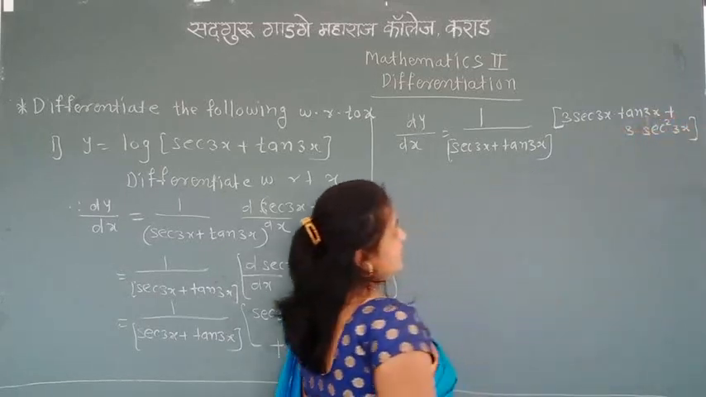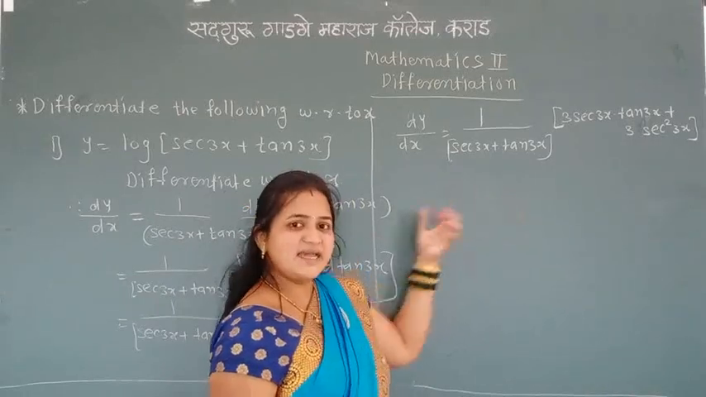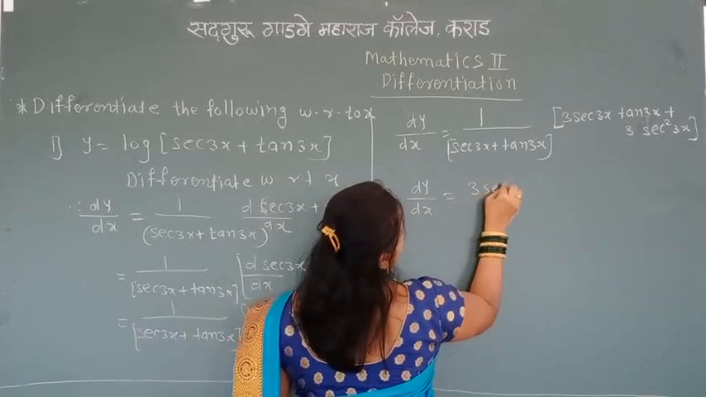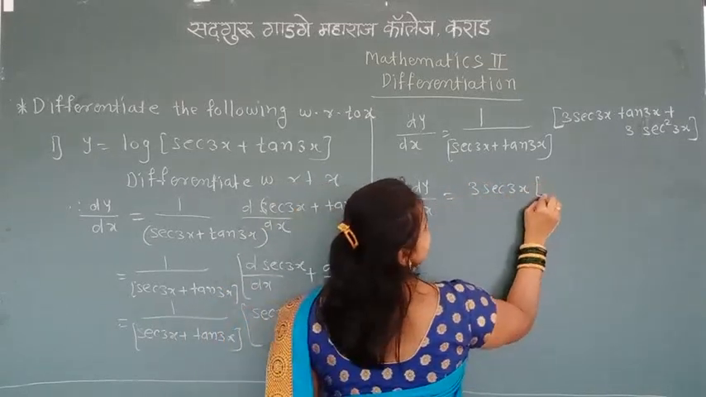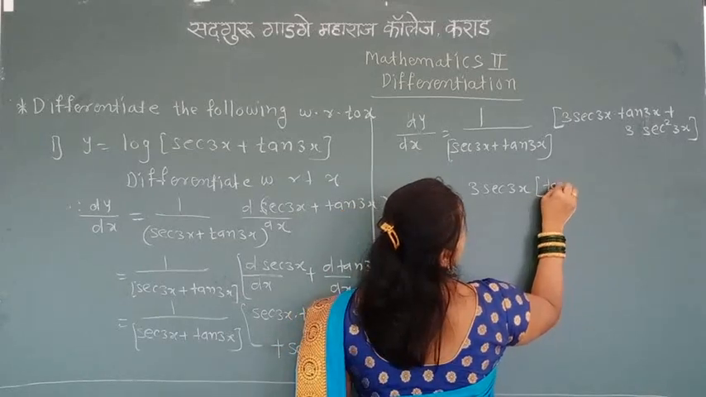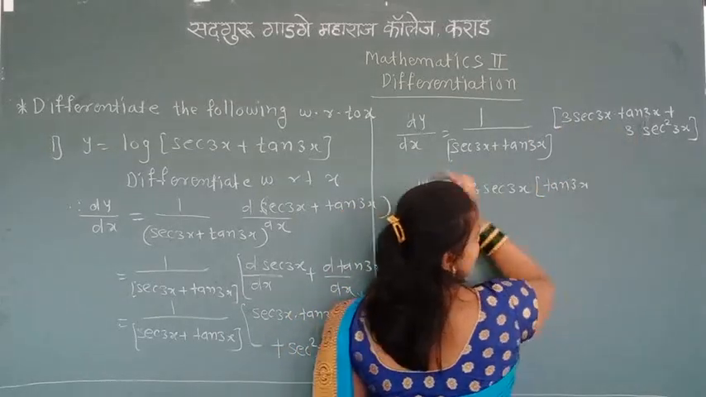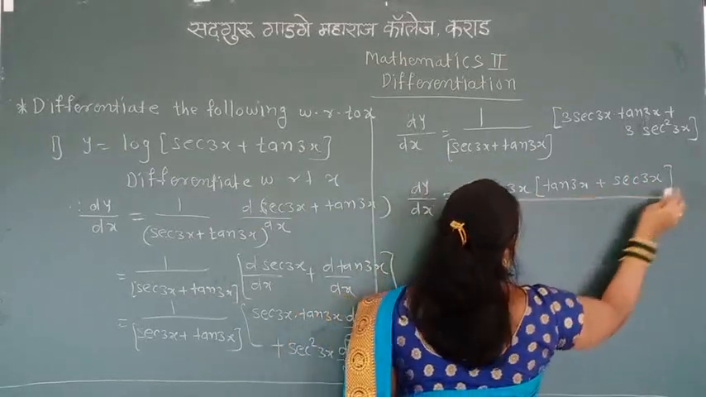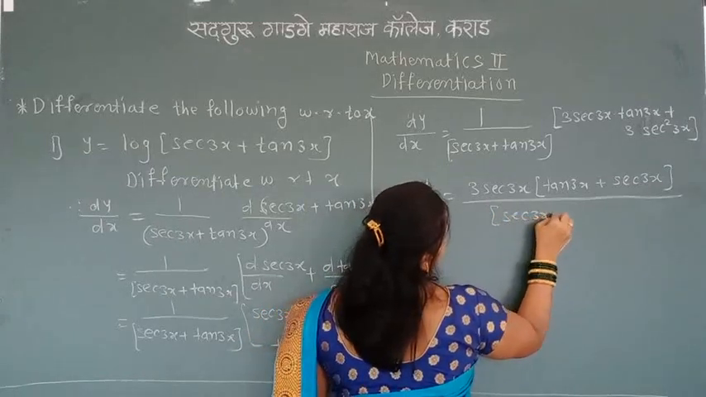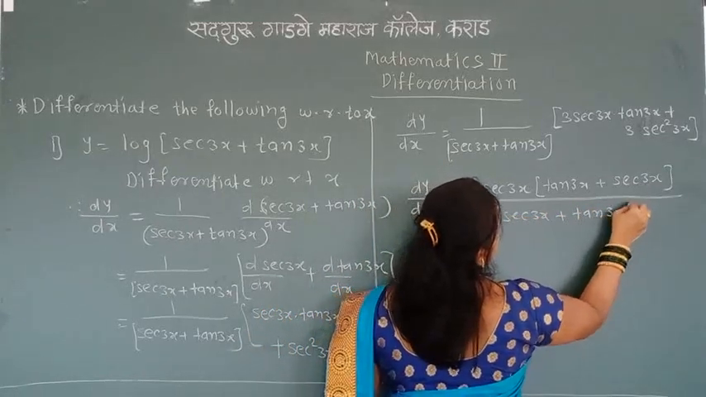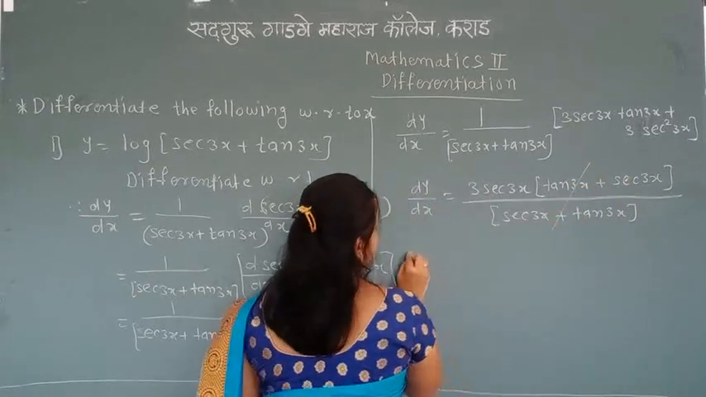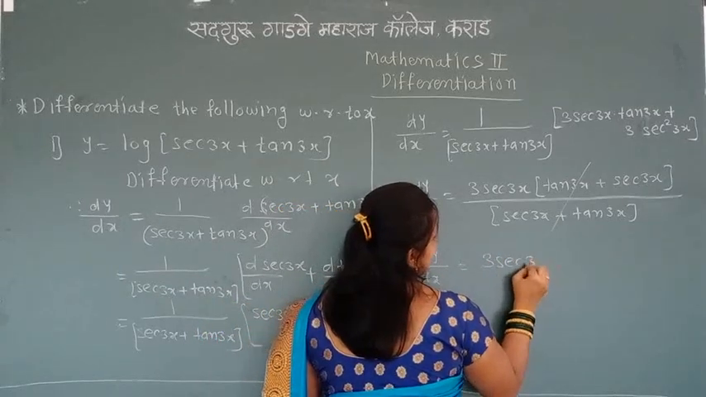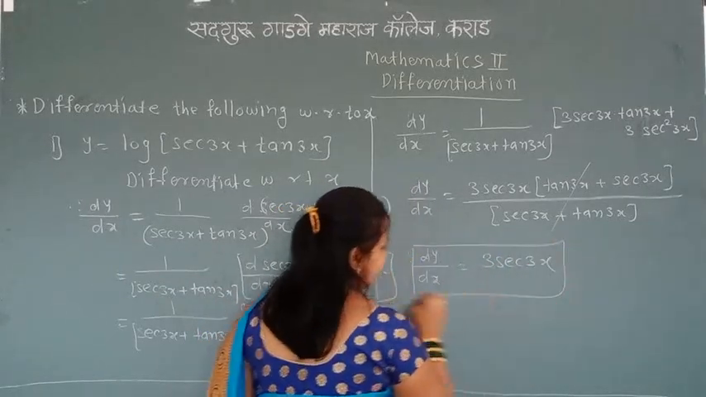Now, in this bracket, sec 3x, and 3 is a constant, take it outside. So, dy by dx is equal to 3 sec 3x, take it outside. Inside the bracket, we get tan 3x, this term, plus the remaining sec 3x, divided by sec 3x plus tan 3x. Now these two brackets are the same, so they cancel out. So your final answer is dy by dx is equal to 3 sec 3x. This is your final answer.